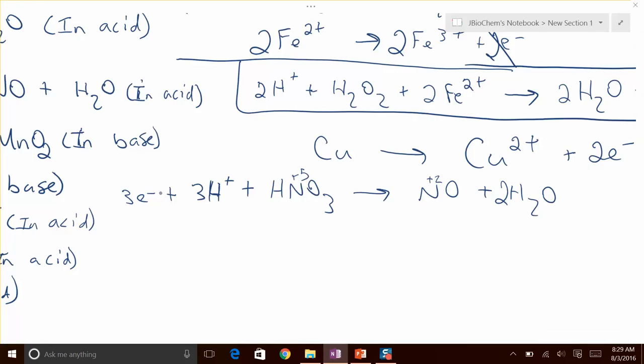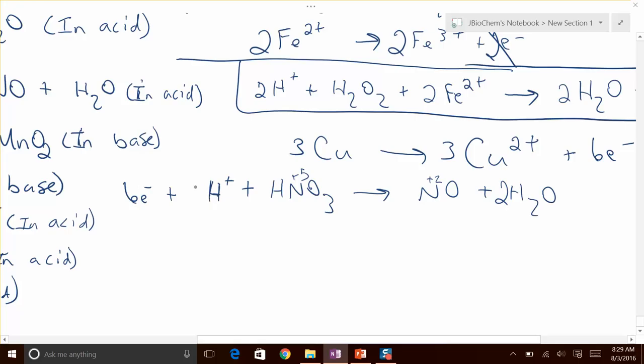Okay, well, this isn't quite as simple as the earlier one. Just multiply everything by 2, right? So I have 2 electrons on top. I have 3 on the bottom. What's the easiest way to make those match? Multiply the top by 3, the bottom by 2. Exactly. Multiply the top by 3, the bottom by 2.